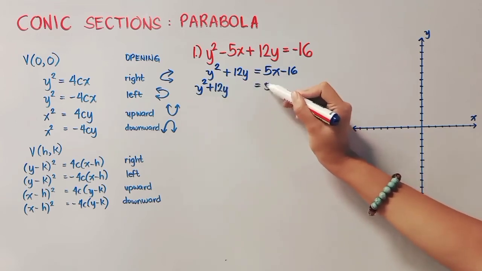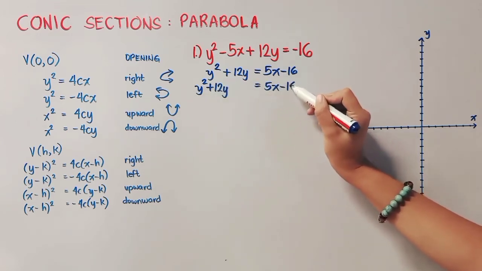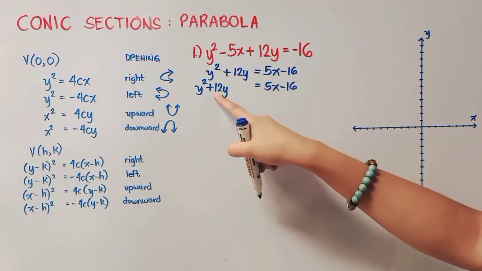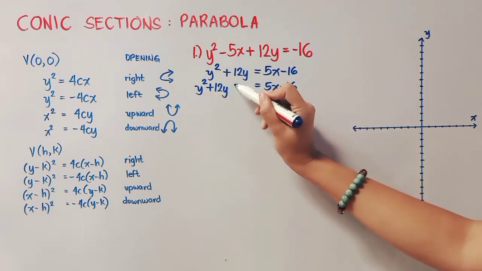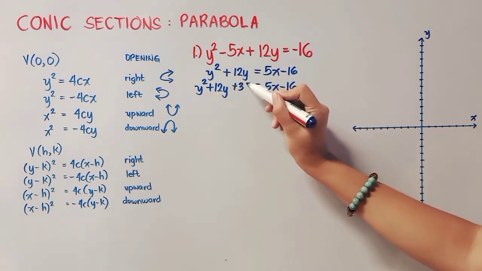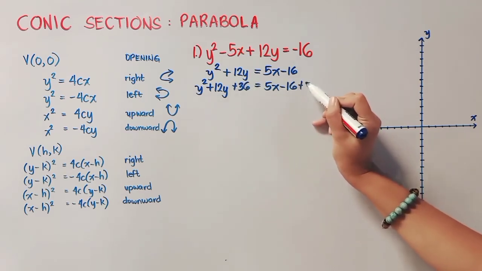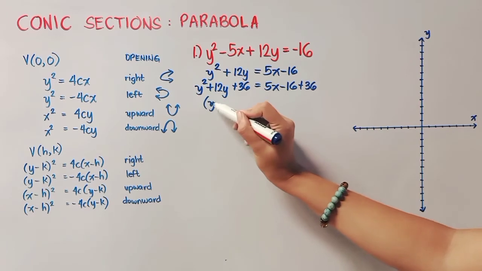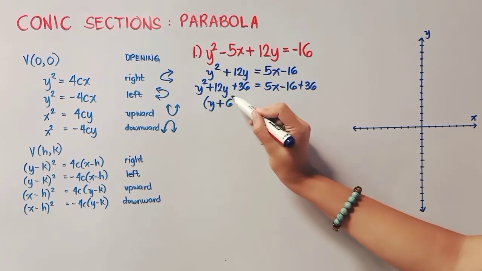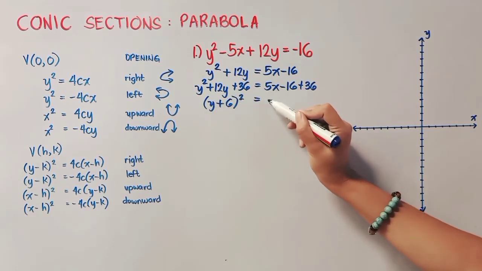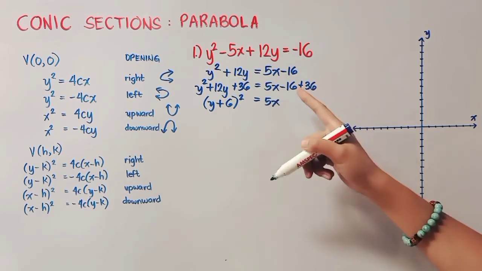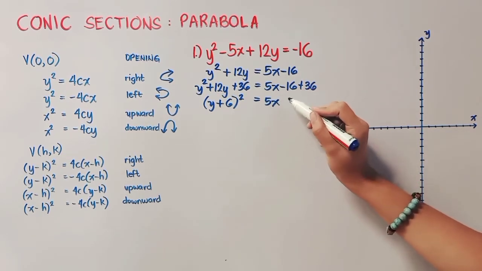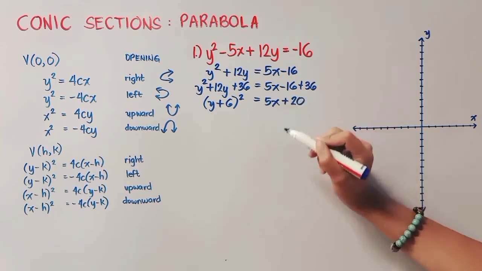Now we will copy first everything before we complete the square. Focus on the middle term. 12 divided by 2 is 6. 6 squared is 36. Also write that one on the right side to maintain the equality symbol. And we can factor this out now. Y plus 6 quantity squared. And then negative 16 plus 36 is positive 20.